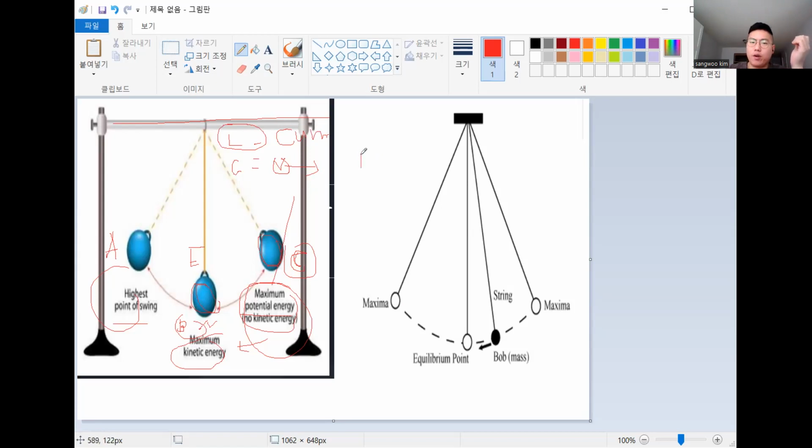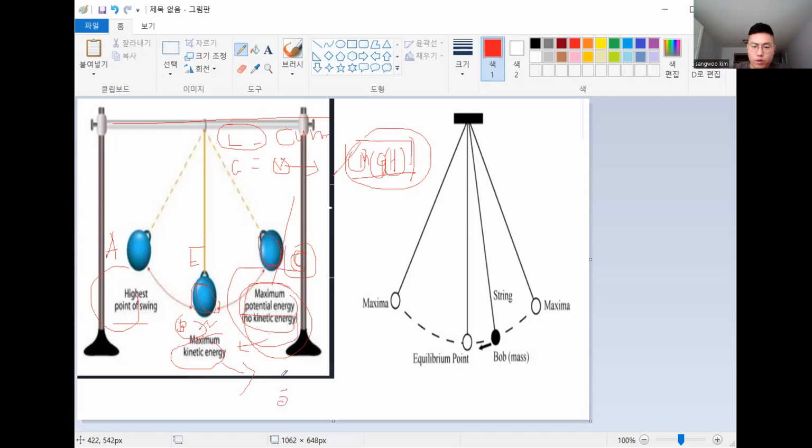mgh: mass, gravity, height. You don't need to know about it. This is physics, okay? So potential energy means mass, how much it is, like gravity's acceleration, how much faster it gets, and how tall it is, like height, you know what I mean? So that is potential energy. But kinetic energy is a different kind of energy. It's a moving energy, right?